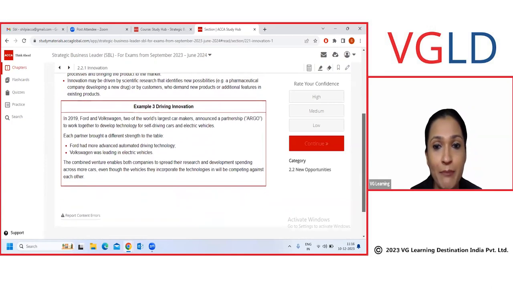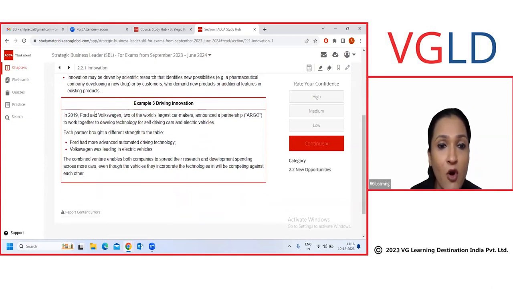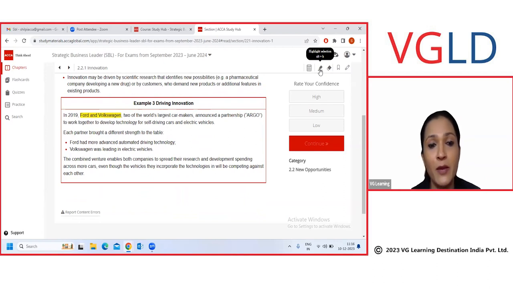Quickly have a look at the example for Ford and Volkswagen, why they are considered the pioneers in innovation in the automobile industry. Very quickly have a look at the example.